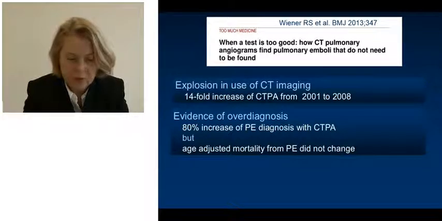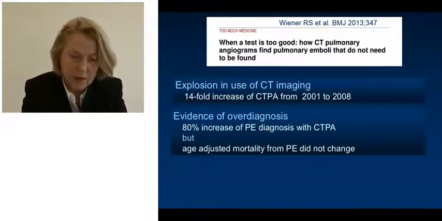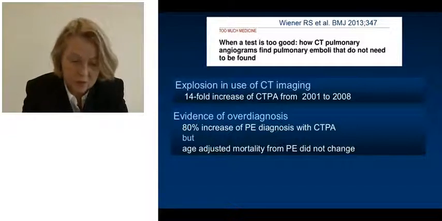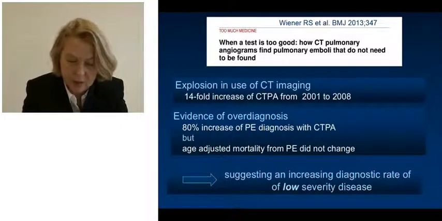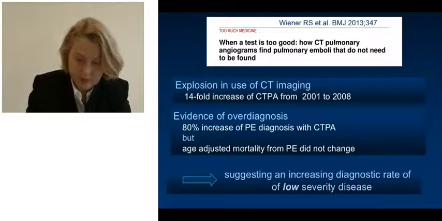There has been a very nice publication with a somewhat provocative title, "When a test is too good, how CT pulmonary angiograms find pulmonary emboli that do not need to be found." And this article describes an explosion in use of CT imaging, a 14-fold increase of CTPA in the years 2001 to 2008. At the same time, there has been evidence of overdiagnosis. There's an 80% increase of PE diagnosis with CTPA, but age-adjusted mortality from PE did not change, suggesting an increasing diagnostic rate of low-severity disease.